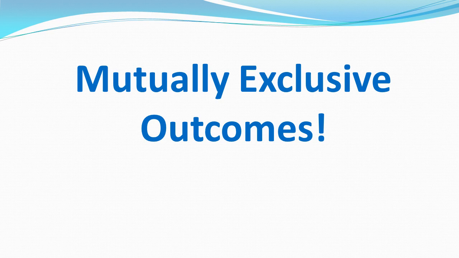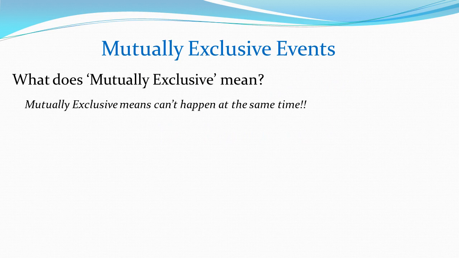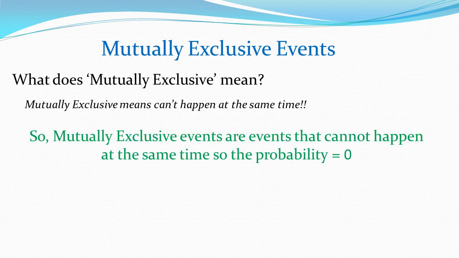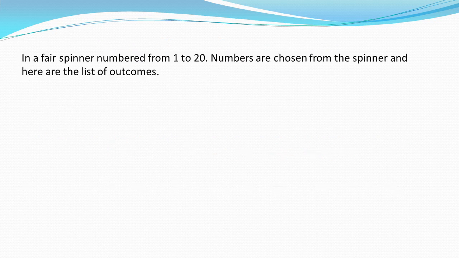Morning. Today our lesson is about mutually exclusive outcomes, part 2. Mutually exclusive means cannot happen at the same time. So mutually exclusive events are events that cannot happen at the same time and their probability is zero. For example, getting a head and a tail at the same time when you flip a coin, or going right and left at the same time.